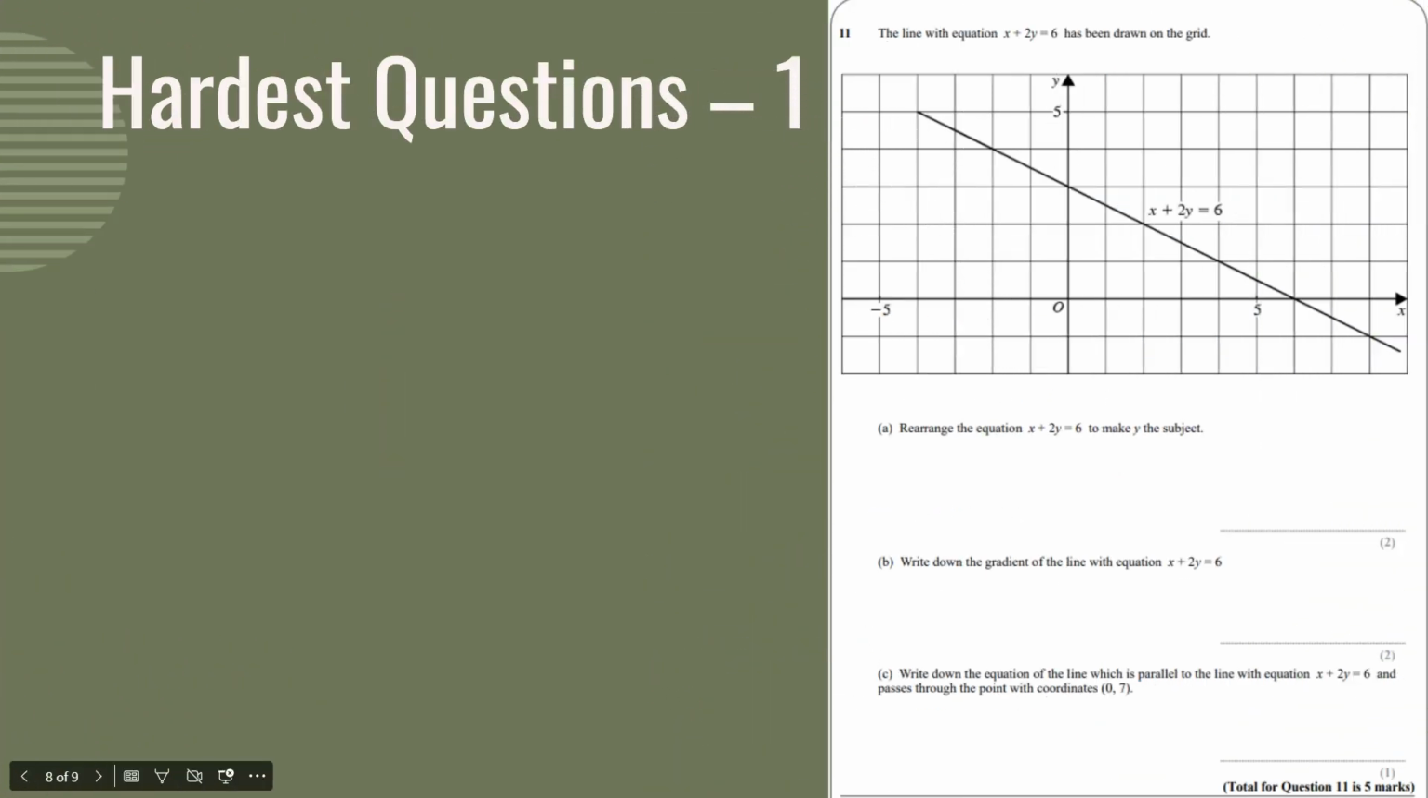Now it's time to have a go at some of the hardest exam questions you'll probably be asked on a foundation paper about equation of lines. Have a go, pause the video, and unpause when you're done. So, the question says the line with the equation x plus 2y equals 6 has been drawn on the grid below. Rearrange the equation x plus 2y equals 6 to make y the subject.